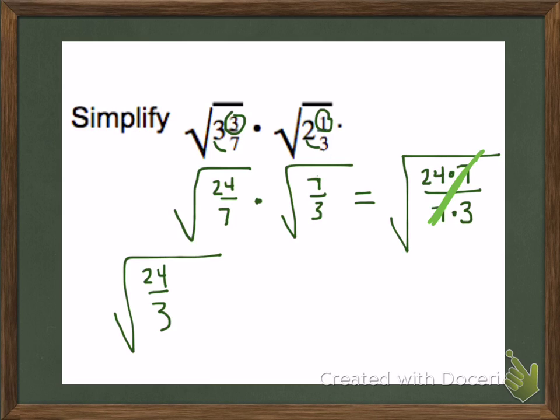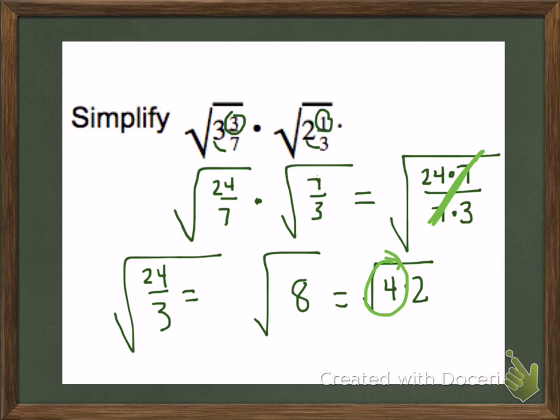Now 24 over 3 can be reduced. 24 over 3 is equal to, so that reduces to 8. And if we think hard about the building blocks of 8, 8 is 4 times 2, or 2 times 2 times 2. But 4 is a perfect square. So I'm going to take it out of the square root sign there by taking the square root of it. And of course, the square root of 4 is 2, but then we've got that other factor of 2 still left inside. So this simplifies to 2 root 2.